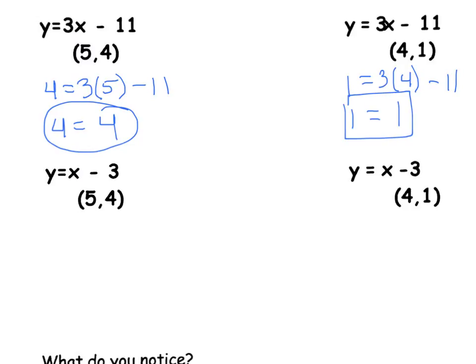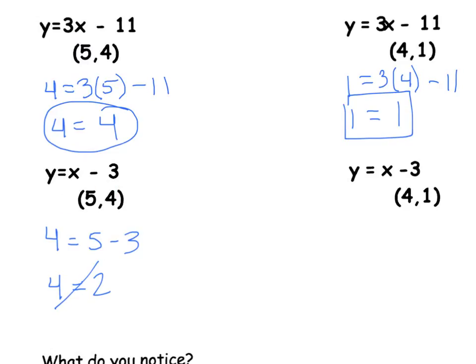So again, I'm going to plug in x and y. Y is 4, x is 5, minus 3. 5 minus 3 is 2, and so you'll see here this is not correct. So if you had gotten this answer and plugged it back into your equation and you got a statement that was not true, that means it's wrong. That means that this point is wrong. You graphed something wrong. This is not the correct answer.